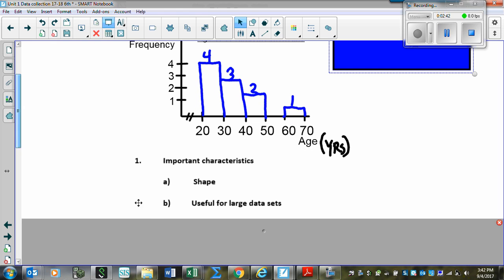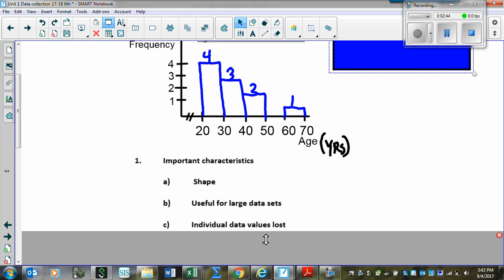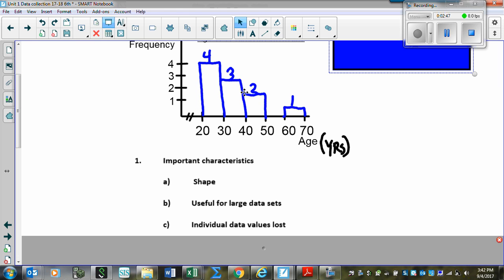How is this good? It tells us the shape of the distribution. Now we haven't talked about the shape yet, but we can tell here that the shape is heading down as we go to the right, and the shape is actually called right-tailed or right-skewed. We can find that out from looking at the histogram. It's useful for large data sets. Like if we had thousands of people, we could scale down the frequency, and maybe instead of each tick mark being 1 item, maybe it's 100 or even 1,000, and we can scale it down.